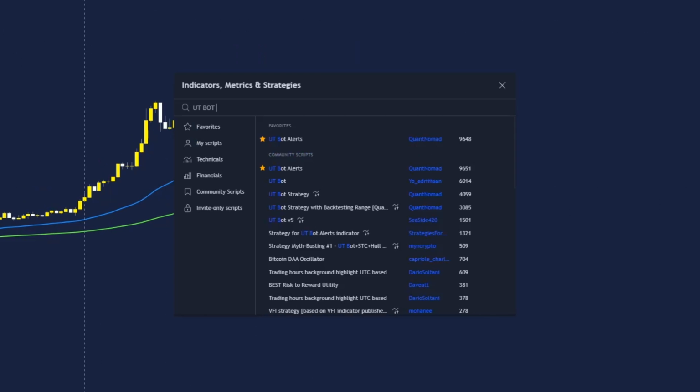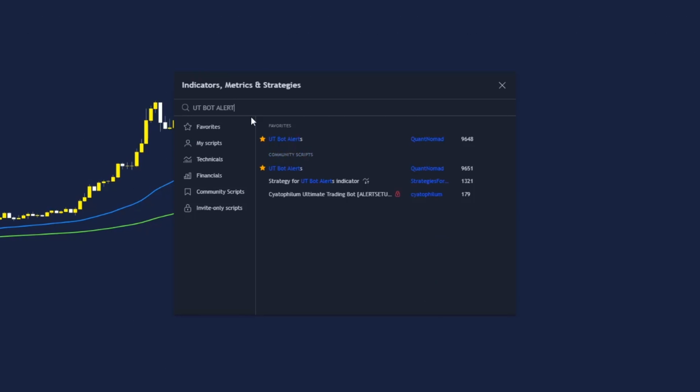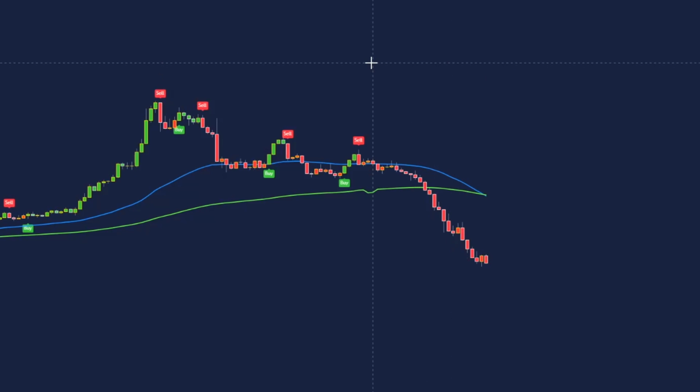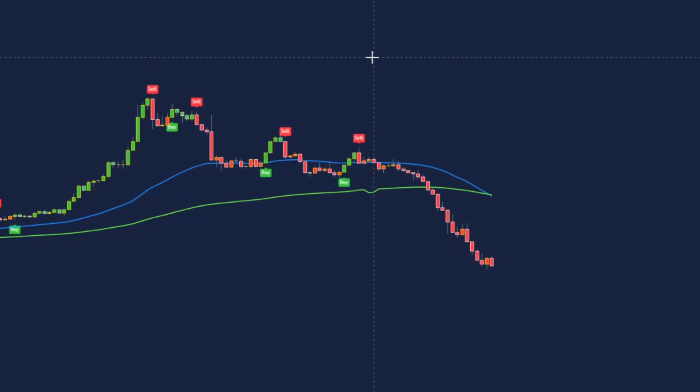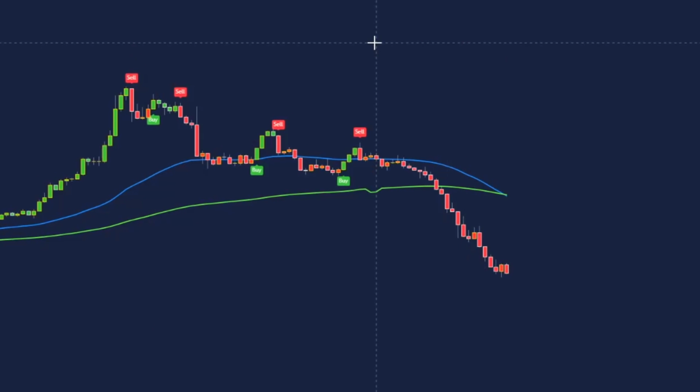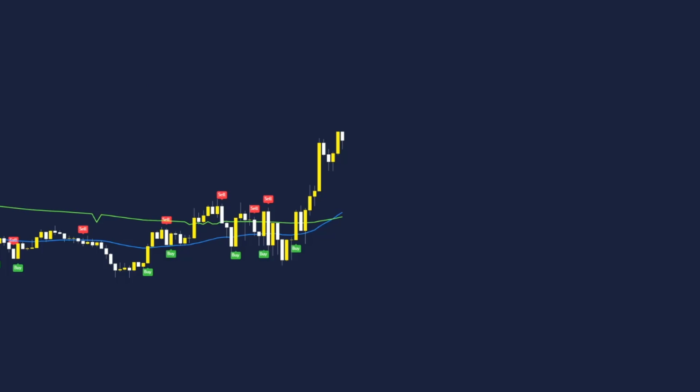So let's add the UT bot alerts indicator to our chart. Keep the settings as default for now. And we can use this to tell us when to enter. So let's set up a trade. When the blue moving average is above the green, it means the AI has predicted a safe uptrend. This is signaled by the EMA cross.